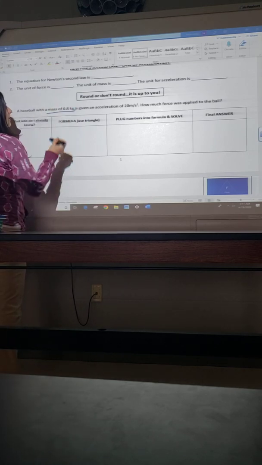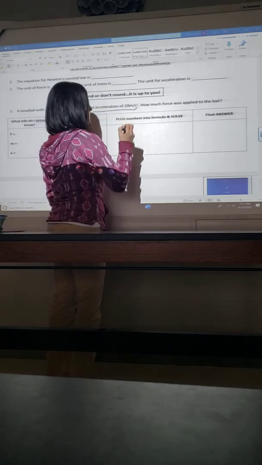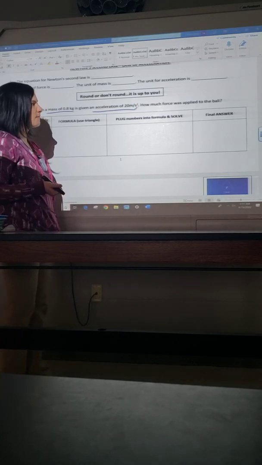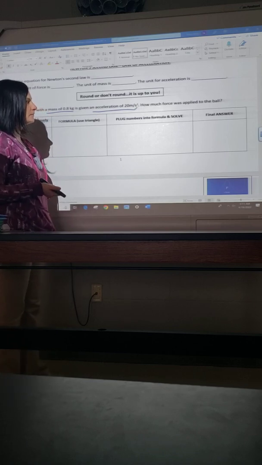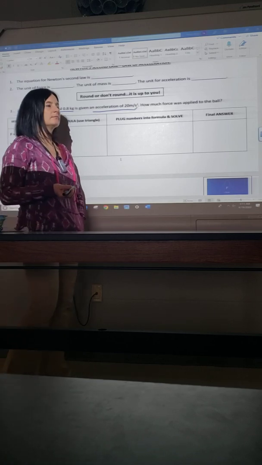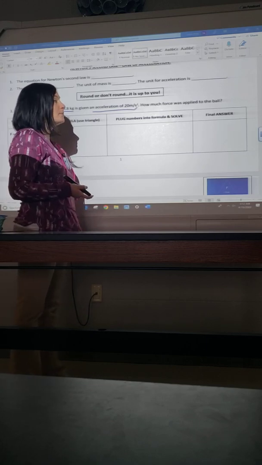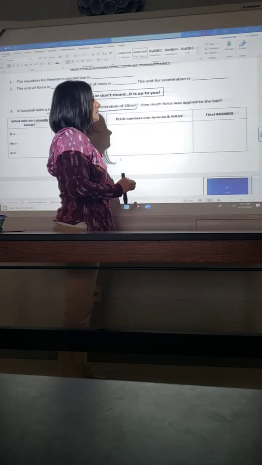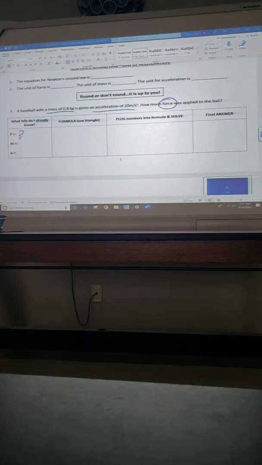Perfect, so we're gonna underline that, right? That's my mass. Anthony, what else is given? That's my acceleration. And then Dylan, what are we solving for? We're doing mass times acceleration. Right, but what is the actual variable that we're solving for? What's it say in this last sentence? Force. Perfect. Okay, so force is going to be my unknown, right?